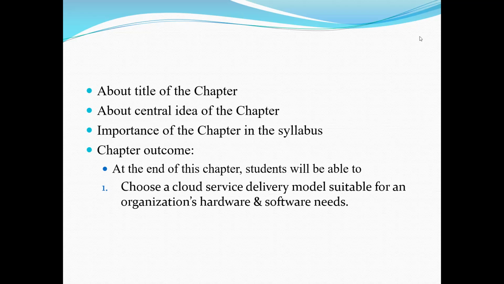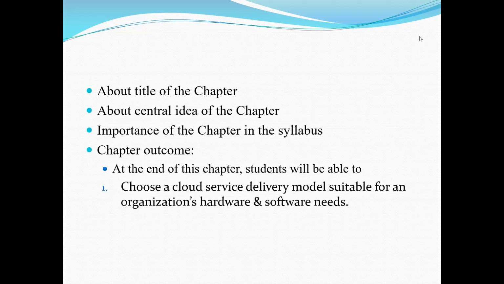Then the central idea of the chapter: overview of cloud computing. The term overview itself gives you the idea that you are going to cover all the basics and a brief introduction to this particular subject, cloud computing, isn't it? That's why this chapter is there in your syllabus.